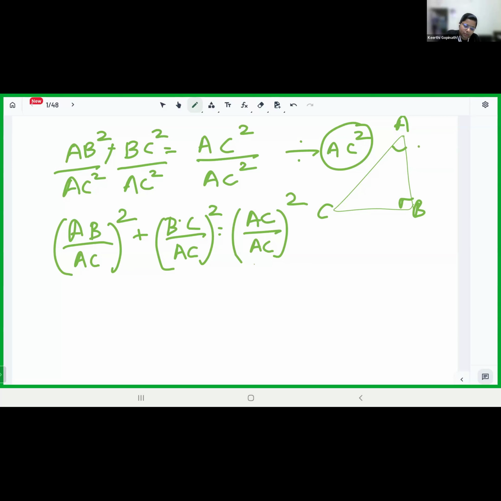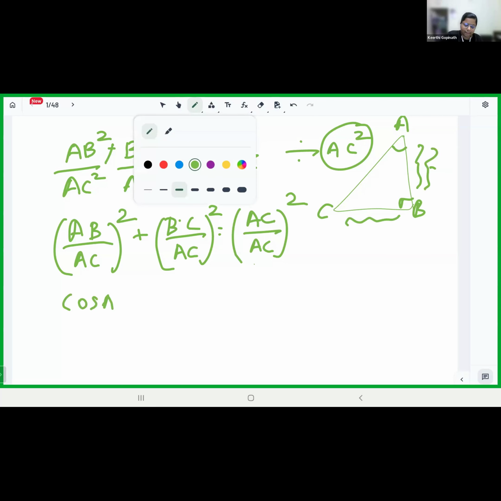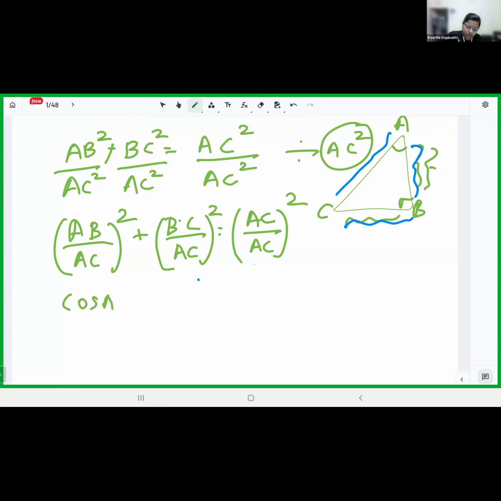What is AB by AC? With respect to angle A, what is AB by AC? It is the trigonometric ratio cos A, right? This is the adjacent side, and this one is the hypotenuse. I'm sorry, it is not BC, it is AC. So AB by AC is nothing but cos A.